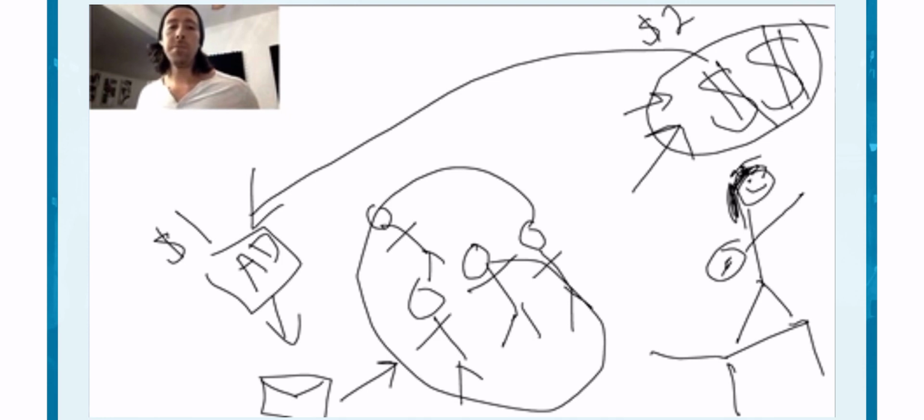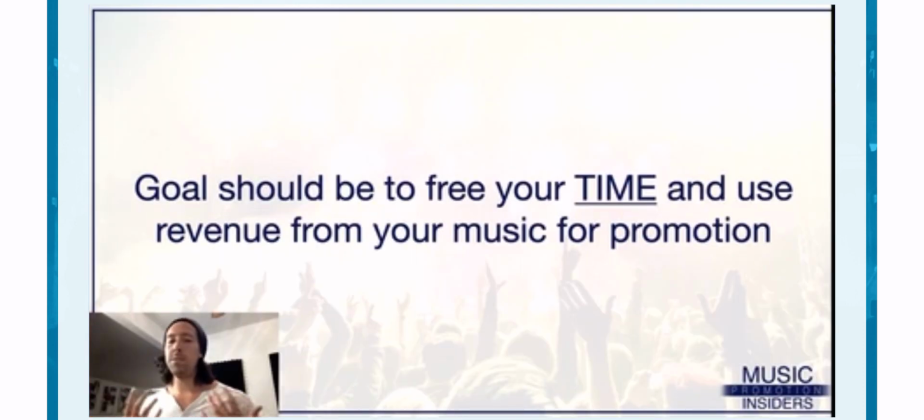Again, it's an oversimplification, but the point is that if you have a system in place where you can put money into promotion and make a profit and reinvest that profit on the back end, that's the ideal place that you want to be in, because you can grow a lot faster than having to contact playlist curators and contact bloggers and do some of the things that we're going to be talking about in this session. So that's a point I really just want to drive home as we get started, because ultimately your goal, if you're serious about having a successful music career and really building your fan base, should really be to free up your time and use revenue from your music promotion for your music promotion.